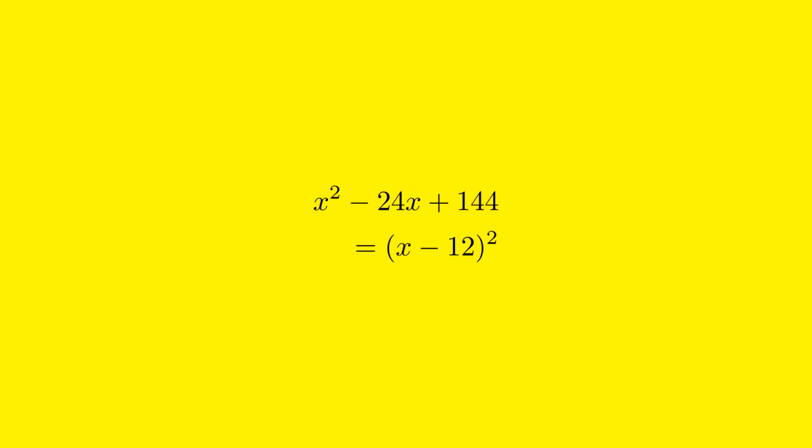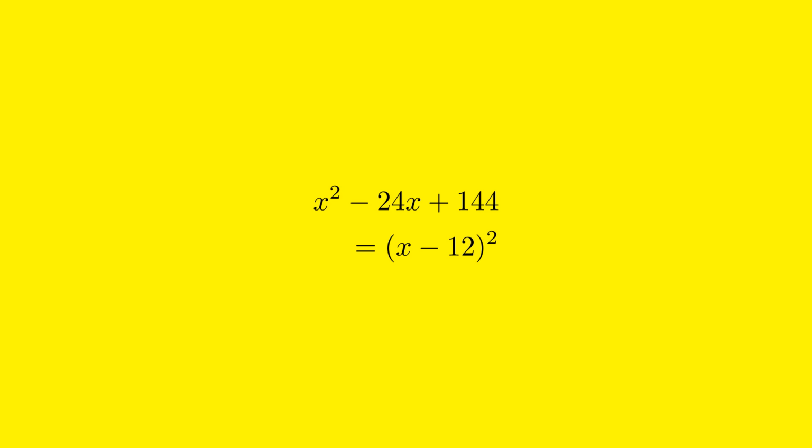To solve the quadratic expression x squared minus 24x plus 144, we need to recognize that it can be simplified by factoring. In this first step, notice that the quadratic expression can be rewritten as a perfect square trinomial. A perfect square trinomial is an expression of the form a squared minus 2ab plus b squared, which factors to the binomial a minus b squared.